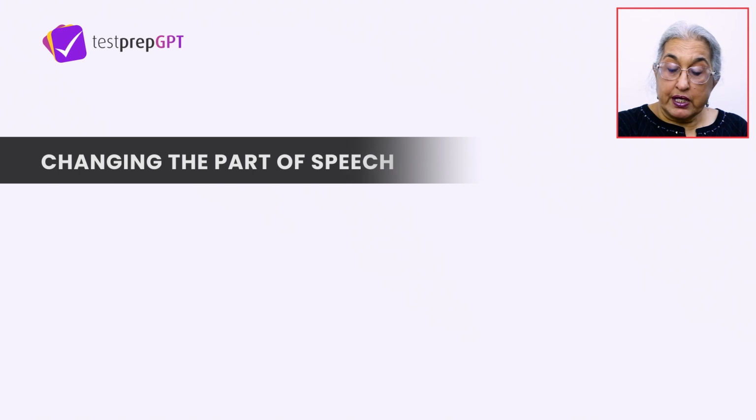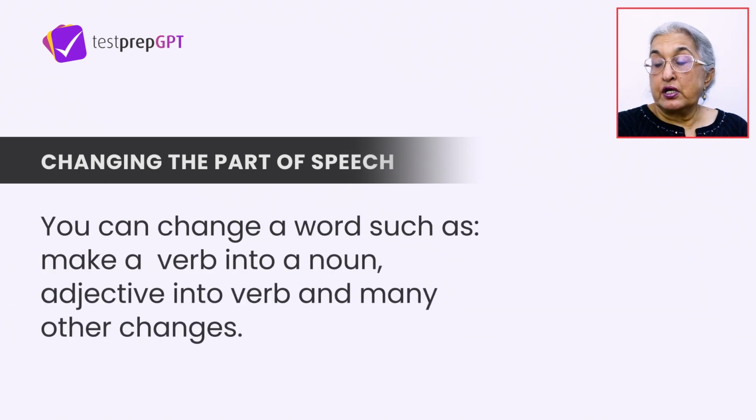Another part of vocabulary is changing the part of speech. Now, when we use a word in a sentence, we sometimes have to change that word. We can't use that word in the same form. We have to use that word in a different form. So perhaps we have to make a verb into a noun, or we may have to make an adjective into a verb. And these changes are brought about by either changing some part of the word, or by adding a suffix to the word.